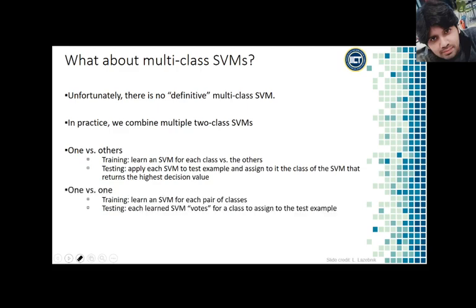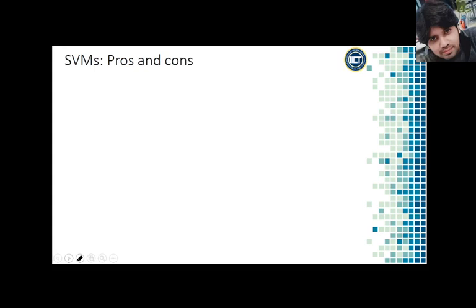Of course, you can do one versus one, where we have to train an SVM classifier for each pair of classes, and for each learned SVM we have to vote at the testing stage to get a definitive category, the predicted or classified category.